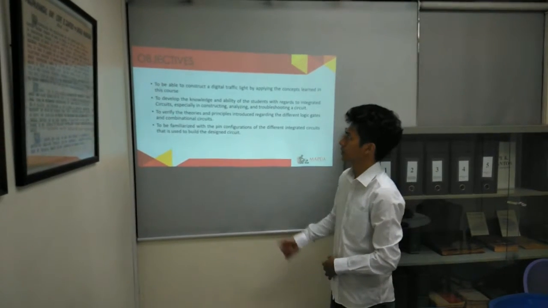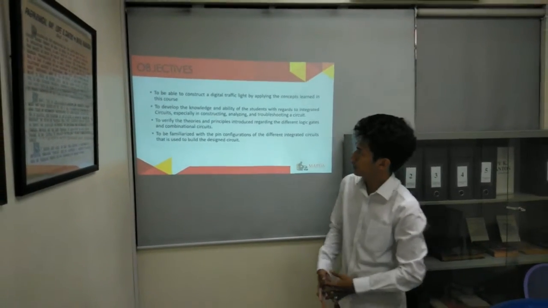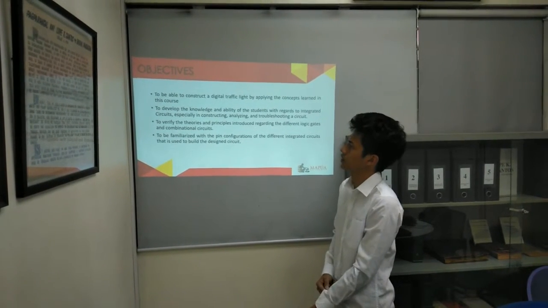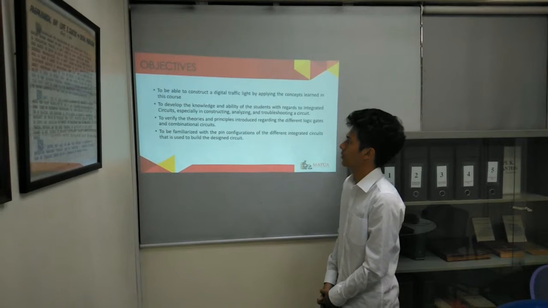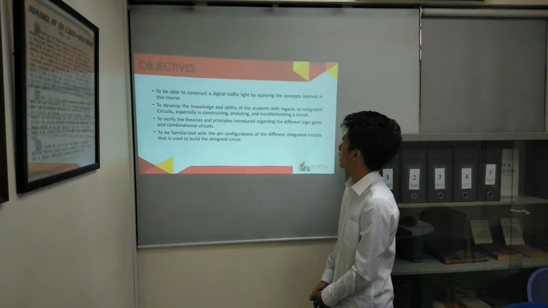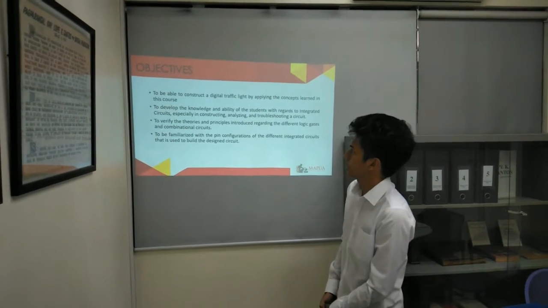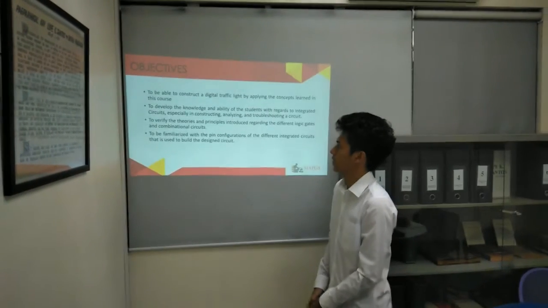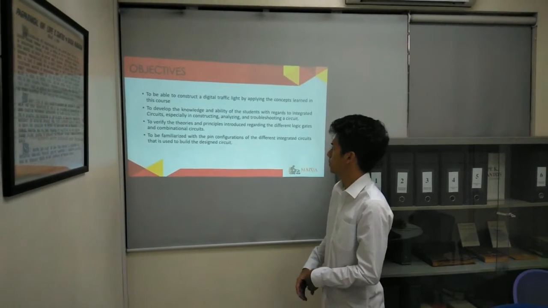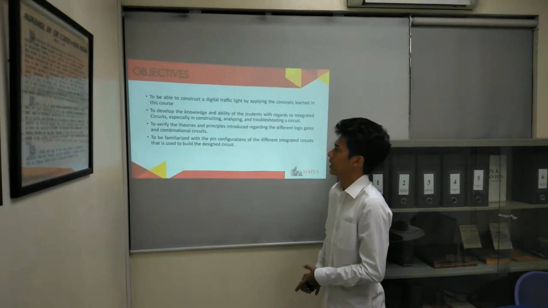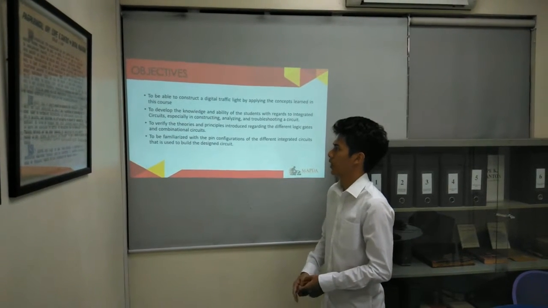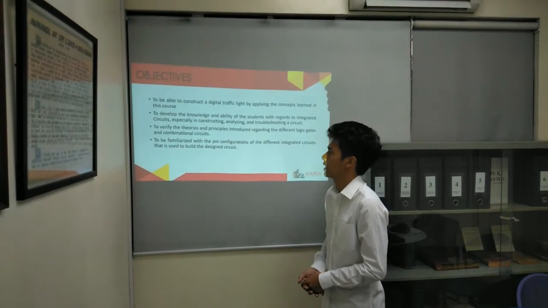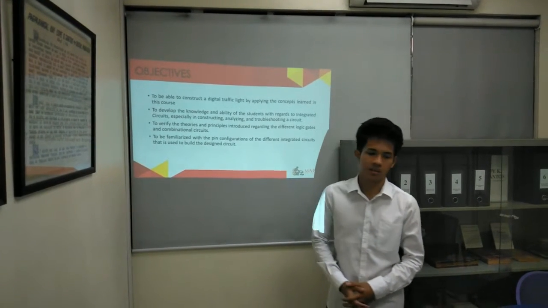Here are the following objectives of this study. One, to be able to construct a digital traffic light by applying the concepts learned in this course. Two, to develop the knowledge and ability of the students with regards to integrated circuits, especially constructing, analyzing, and troubleshooting a circuit. Three, to verify the theories and principles introduced regarding the different logic gates and combinatorial circuits. Four, to be familiarized with the pin configuration of the different integrated circuits used to build the design circuit.